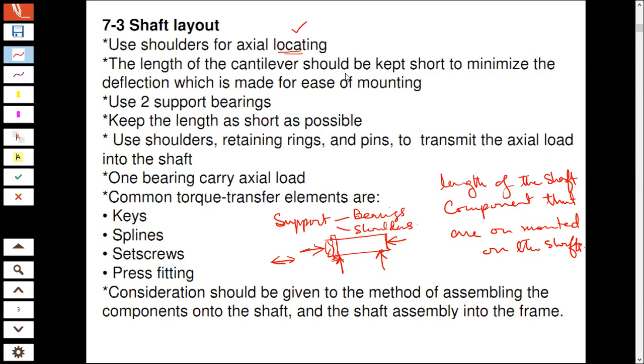The length of the cantilever should be kept short to minimize the deflection, which is made for ease of mounting.